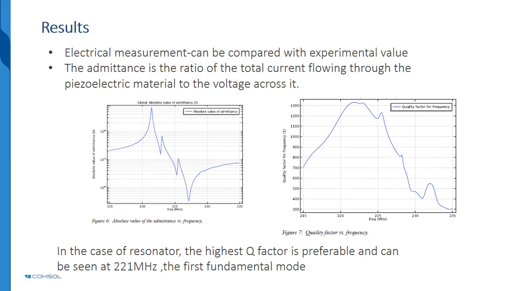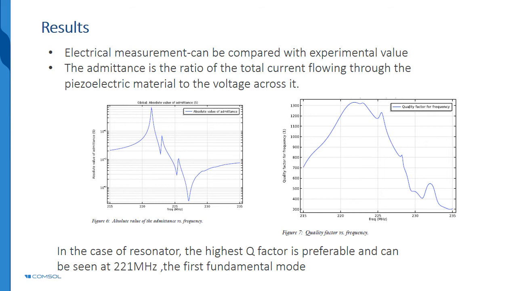From the second study under frequency domain, we can have our electrical measurement to be compared with the experimental value. Here we calculate the admittance, which is the ratio of the total current flowing through the piezoelectric material to the voltage across it, as shown here in the first graph. We have our first peak here, which defines the first resonance mode at 221.